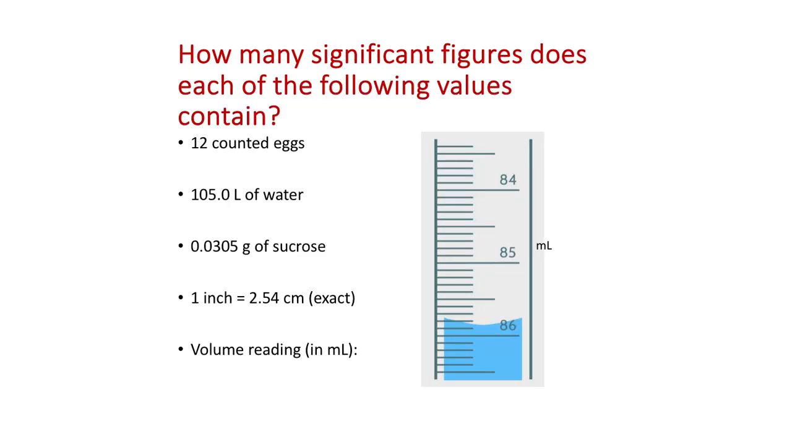So let's think of a couple different types of numbers here and try to think of how many sig figs they contain. Again, 12 counted eggs. I hope we can see that as not two sig figs. I can see 2 digits, but if I count there's 12 eggs, I know exactly I have 12 eggs. So this would be an infinite number of sig figs. It'd be like 12.0000 out to infinity. So when we count things, we can be perfect with our sig figs. We don't have to worry about rounding off something based on a number that's perfect.